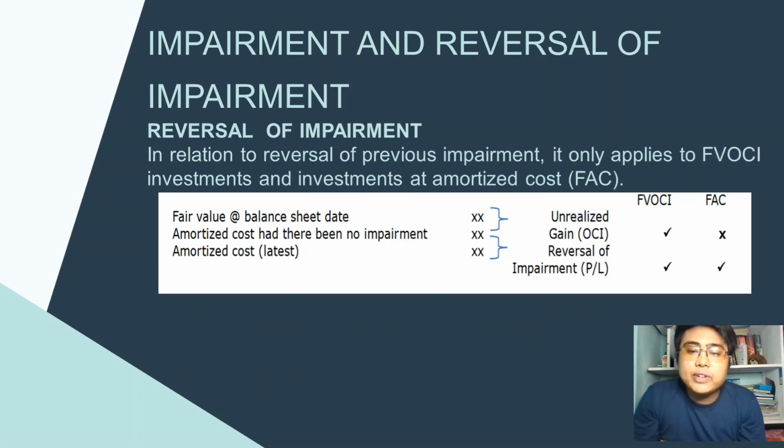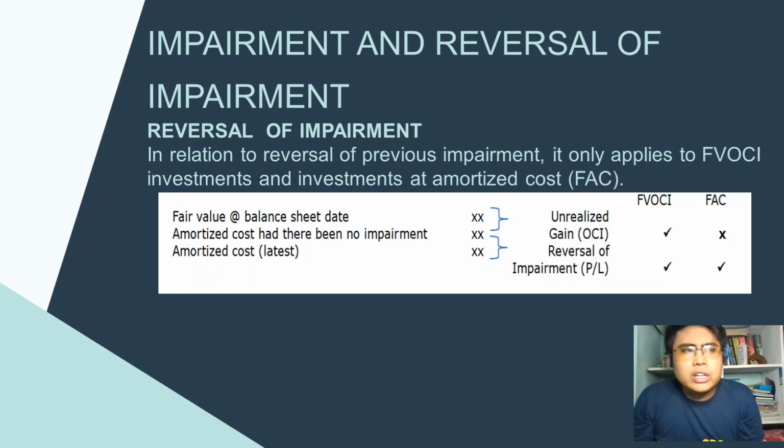In relation to reversal of previous impairment, again, it only applies to FVOCI investment and investment at amortized cost. Kumbaga, actually, ang reversal of impairment is the difference between the fair value at the balance sheet date or the recoverable amount and the carrying amount based on amortized cost. Parang yung computation lang din ng impairment loss kanina. Di ba ang impairment loss is recoverable amount minus amortized cost or carrying amount. Ganon din sa reversal. Nagkataon lang, si PFRS 9 nagsiset ng limit or maximum recoverable amount. And that maximum recoverable amount is the carrying amount or the amortized cost had there been no impairment.